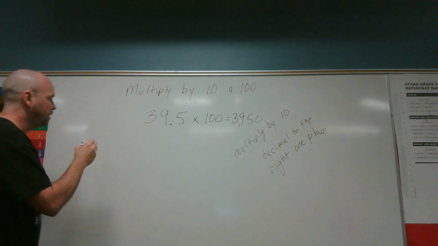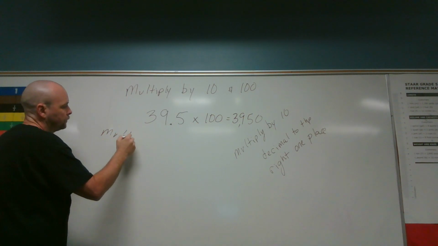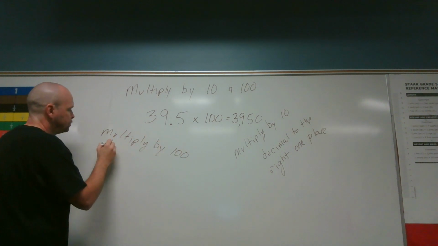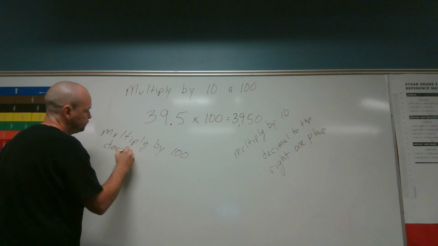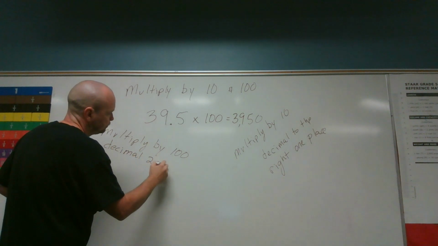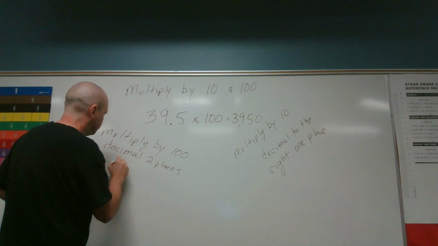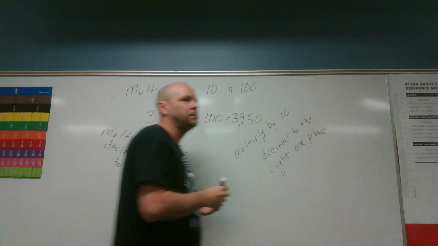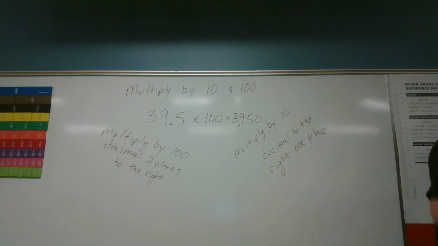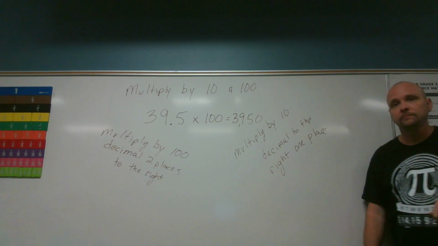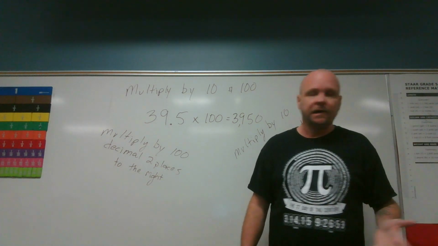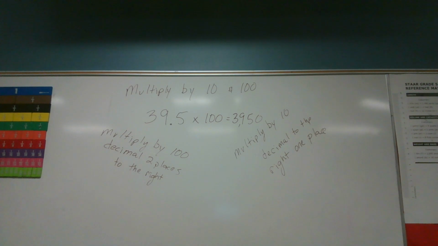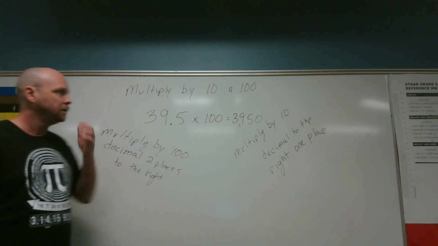Because when we multiply by 100, the decimal goes 2 places to the right. That's easy. You have these notes. You can refer to them as we move on into the metric system.